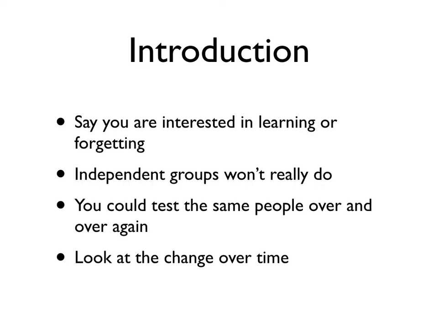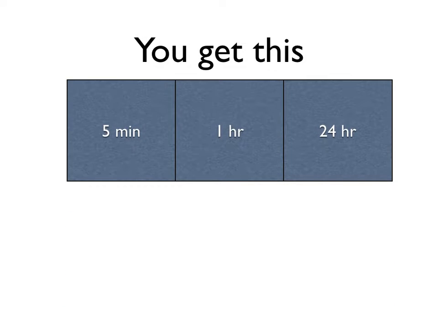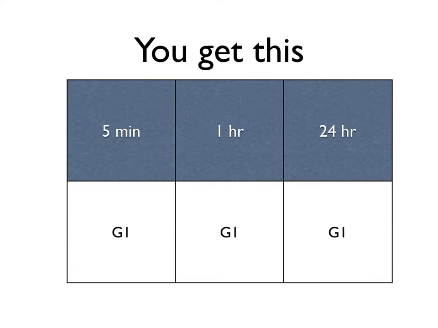So we're going to look at change over time in something. So you get something like this. We get retention intervals, let's say of 5 minutes, 1 hour, 24 hours, and we get the same group in each cell. So this is different now. We don't have different groups in cells. The design now looks like this, where we have retention interval as our independent variable. The dependent variable is percent correct or something, remember. And then group 1, it's all the same people. We're tested over and over again.